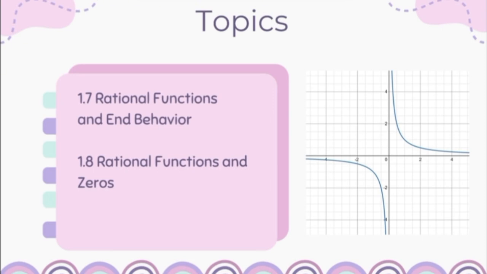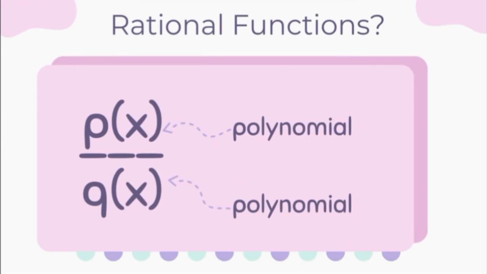Today we will be talking about two topics: 1.7, which is rational functions and end behavior, and 1.8, rational functions and zeros. So what are rational functions? Rational functions are a ratio between two polynomials, in the example here, p of x over q of x. P of x determines the zeros, and q of x determines the asymptotes, and both of them together determine end behavior and holes.